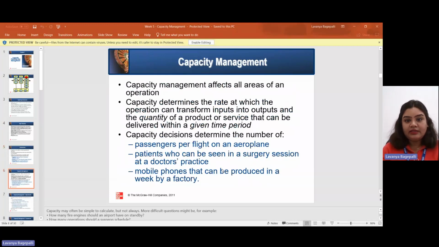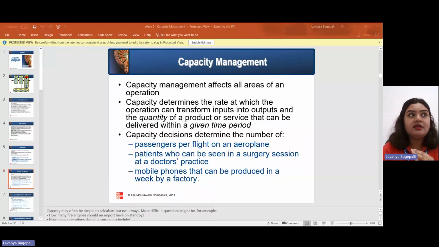Yes, you can look at the example here on the screen with passengers per flight on an aeroplane. So let me explain that example to you in detail. Airlines must carefully manage their capacity to determine how many passengers can be accommodated on a single flight.